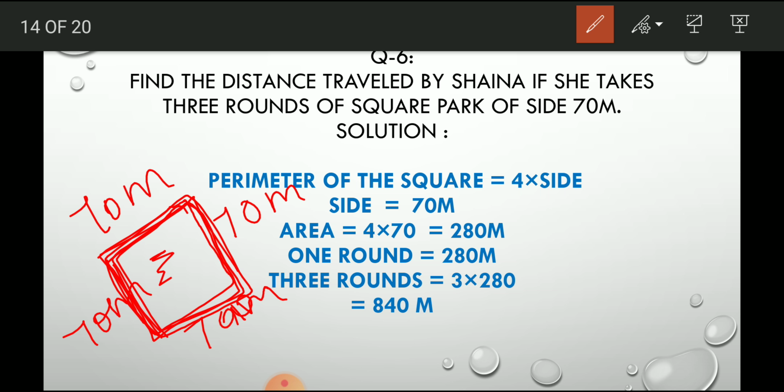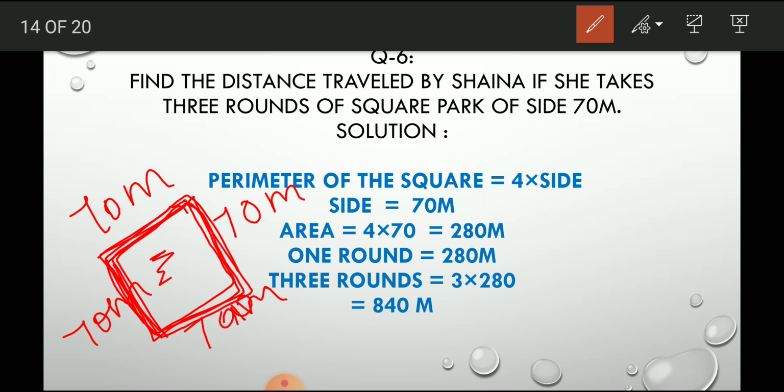So we just find out the perimeter of the square. What is the formula for the perimeter of the square? That is 4 into side. Here the side is 70 meter. So 4 into side, and the value is 70.